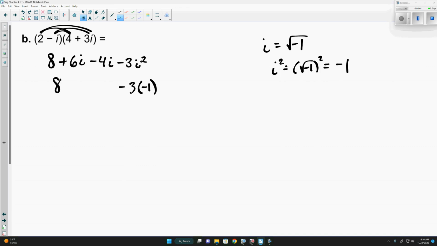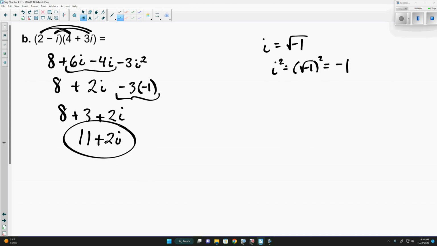Now we can combine like terms. 6i minus 4i is going to be plus 2i. Negative 3 times negative 1. Well, the negative and negative make a positive, so really we have 8 plus 3 plus 2i. Well, 8 plus 3 is 11, and we had plus 2i. So 11 plus 2i is this multiplication. Questions on this here?